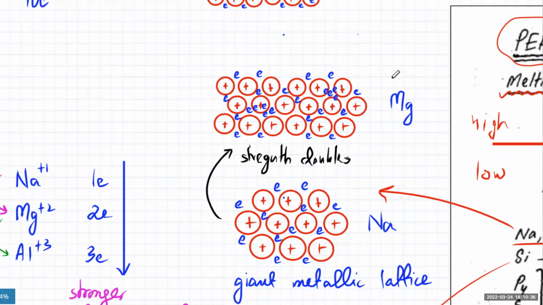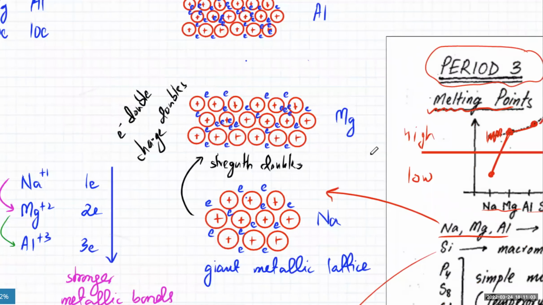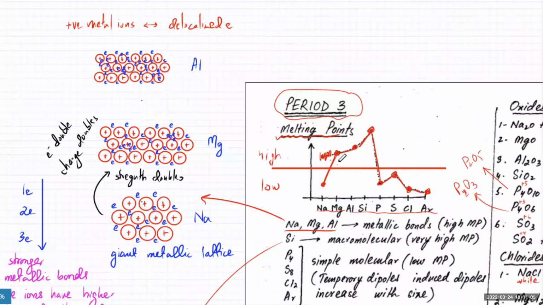Charge doubles, तो simultaneously दो चीजें हो रही हैं, चार्ज भी डबल हो रहा है, तो एक तो ये हो गया चार्ज डबल्स एंड इलेक्ट्रॉन्स डबल. तो the metallic bond becomes a lot stronger. There's a big jump in Mg.